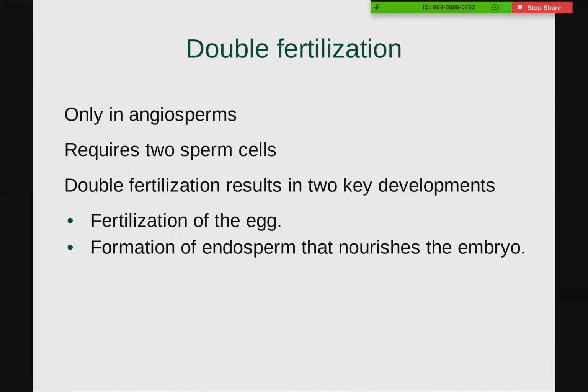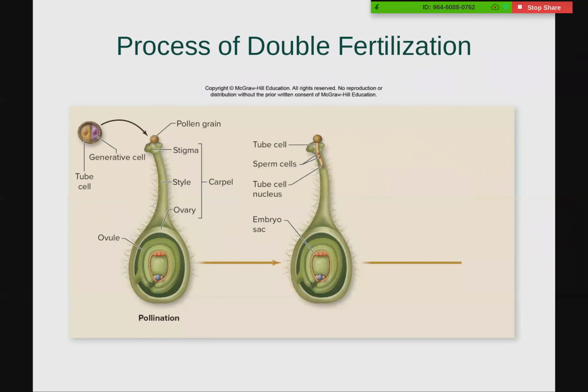Now, we also talked about this process of double fertilization, which again only occurs in angiosperms. That requires two sperm cells. Remember, double fertilization results in the fertilization of the egg and the formation of the endosperm that nourishes the embryo. So, just a refresher of what this looks like.